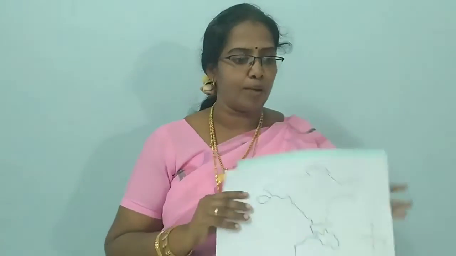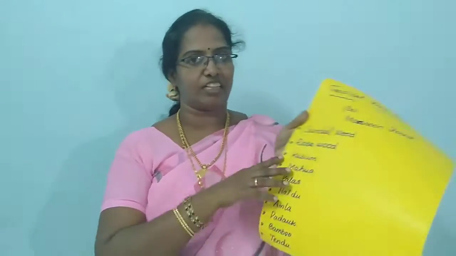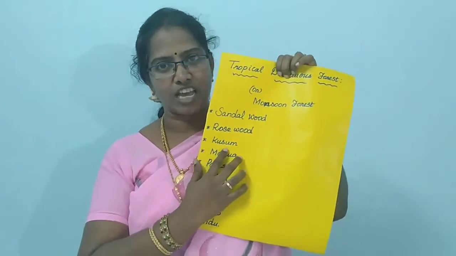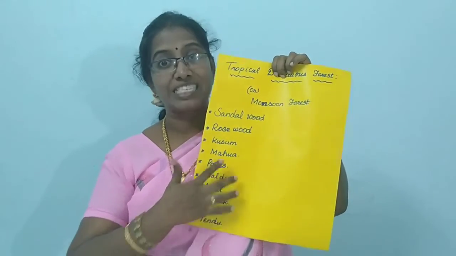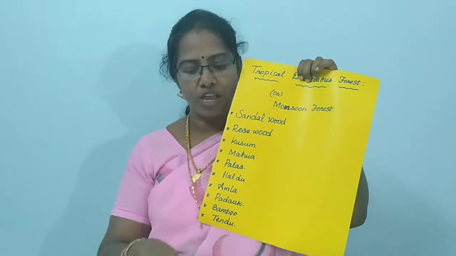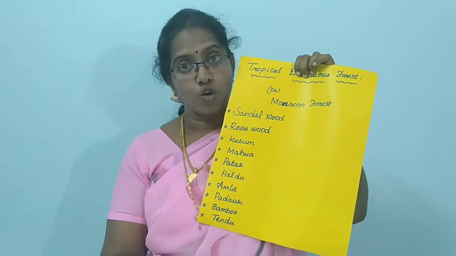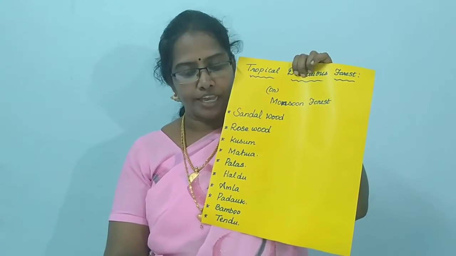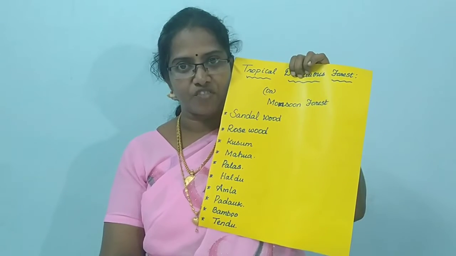This forest is available there. Then what are the trees? Tropical deciduous trees. So check it, children. These are the tree names that I mentioned here. Sandalwood. Sandalwood oil is also available, I will tell now. Sandalwood, rosewood. Then kusum, it's the name of a tree.